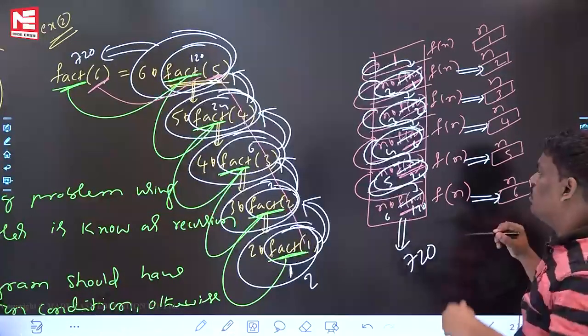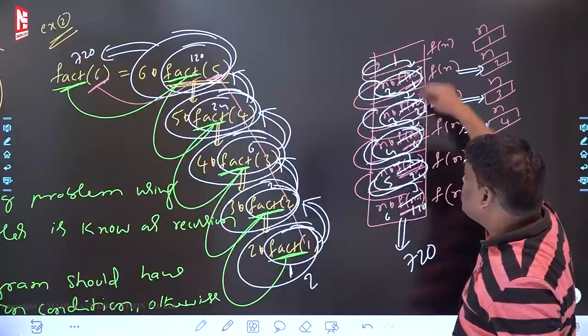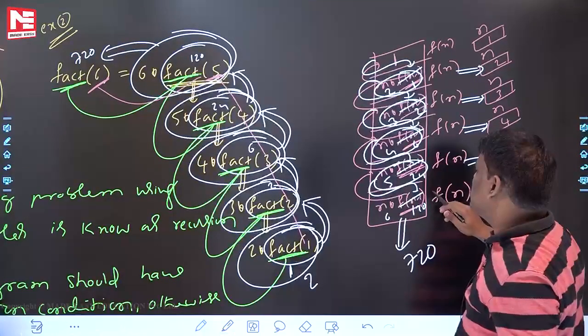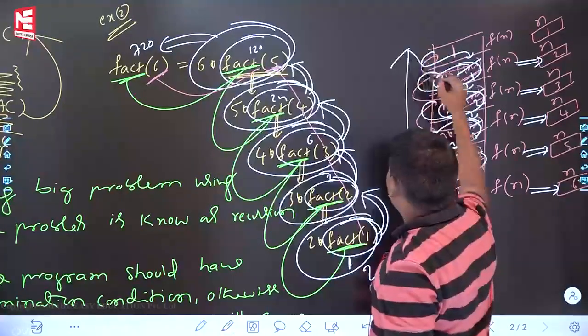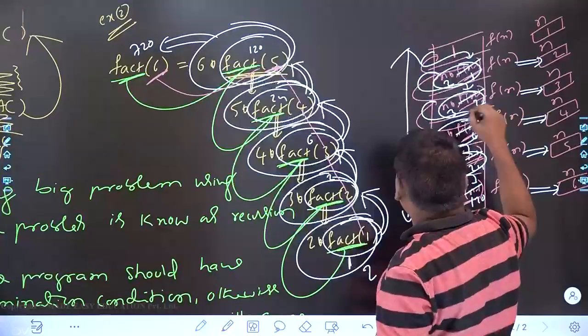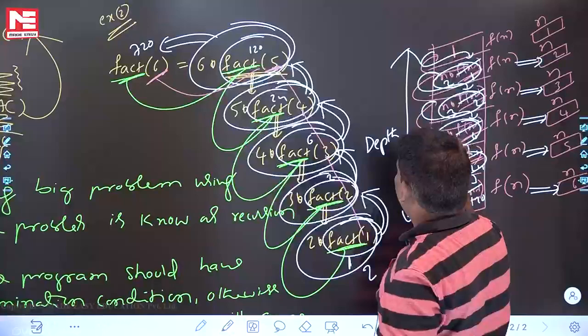And one more thing. Can you help me now? How many stack units did you utilize? I think 6 stack units. This is called depth of the stack. Whenever recursion is going on, how much stack space you used, that is called depth of the stack.